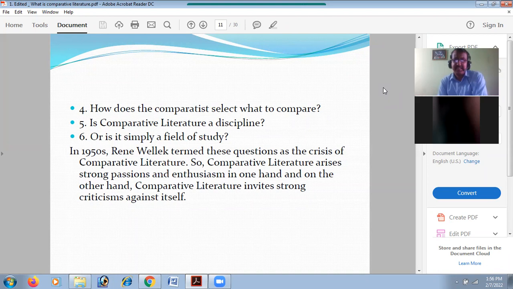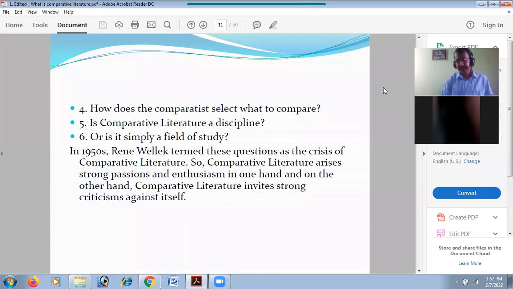In the 1950s, René Wellek termed this question the crisis of comparative literature. Okay, so as we are also concerned about the history of comparative literature, René Wellek in the 1950s put this question as the crisis of comparative literature. How will we cope with the answer to this question? Will we have the answer to this question? So René Wellek said that comparative literature arouses strong passion and enthusiasm on one hand, and on the other hand, comparative literature invites strong criticism against itself.